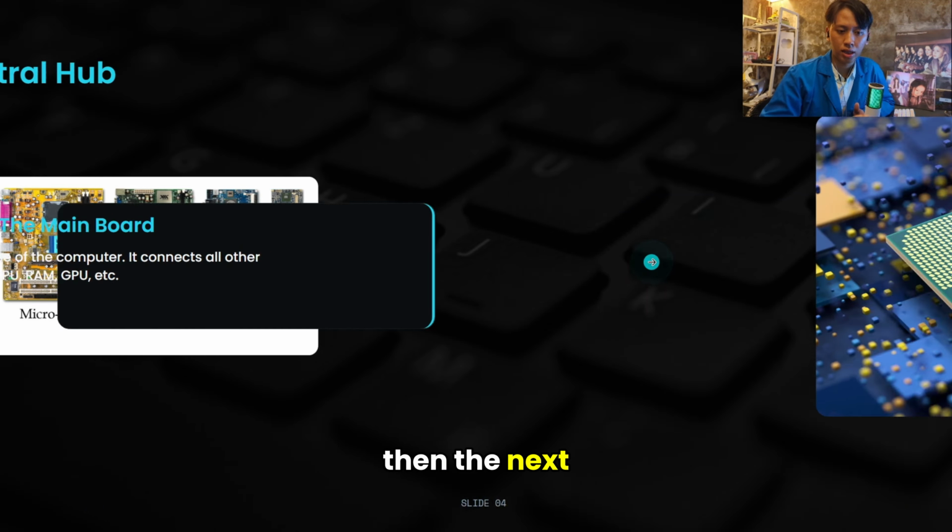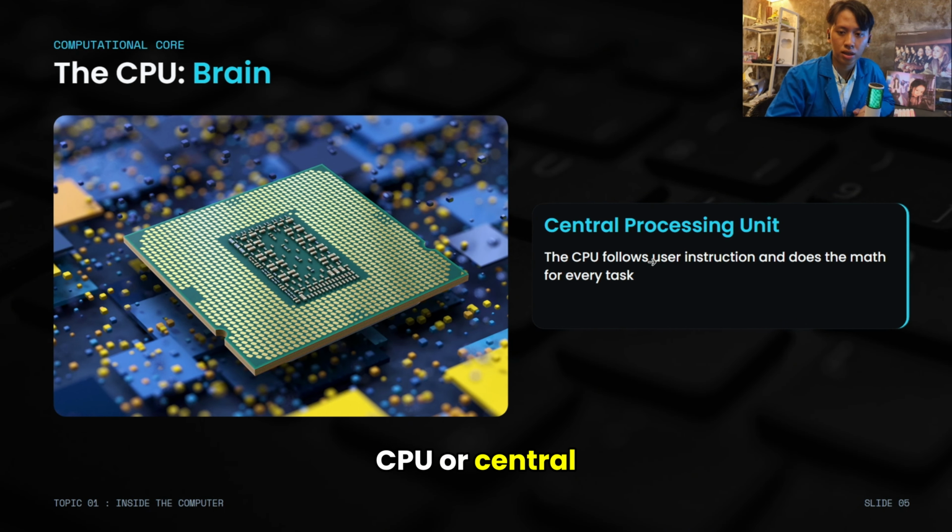Then, the next one is the CPU, or Central Processing Unit, or maybe people call it the processor, or computational core. It executes the instruction cycle: fetch, decode, and execute. Every time you open an application, the CPU calculates billions of math problems in seconds. In my experience, the CPU is rarely the problem, but it's always the hardest worker in the room. That's why the CPU is often very hot.